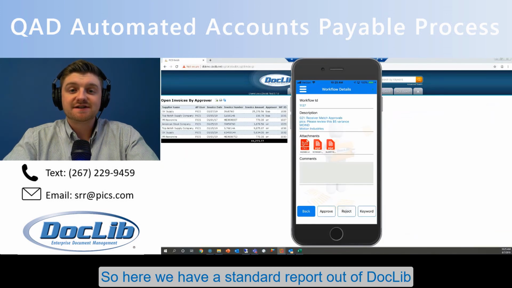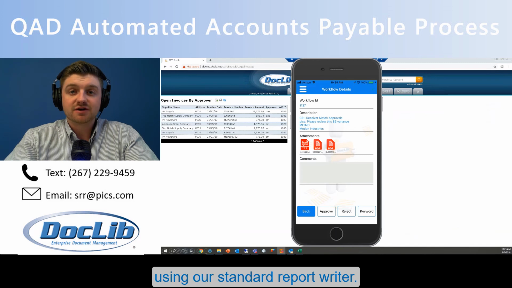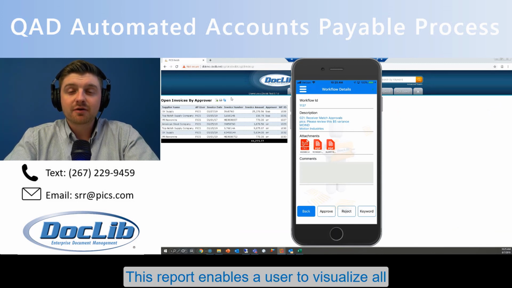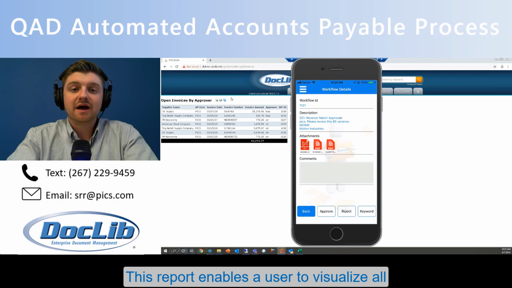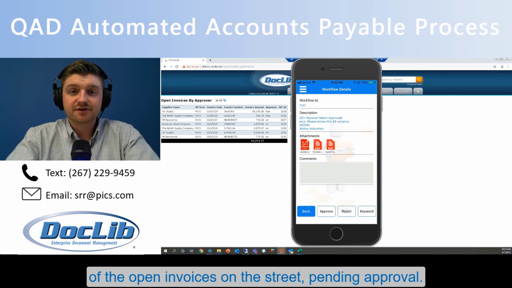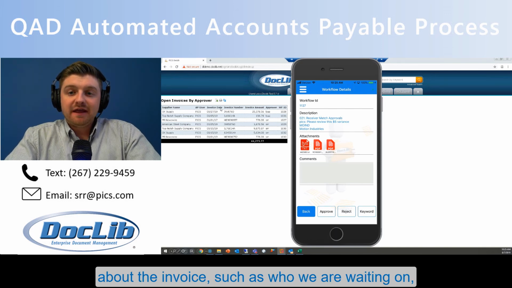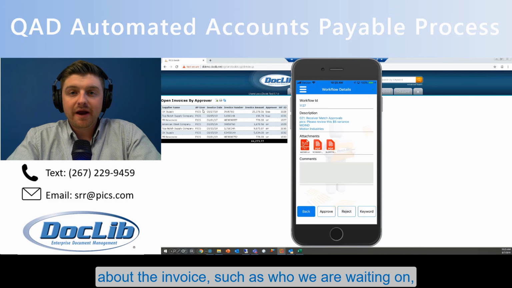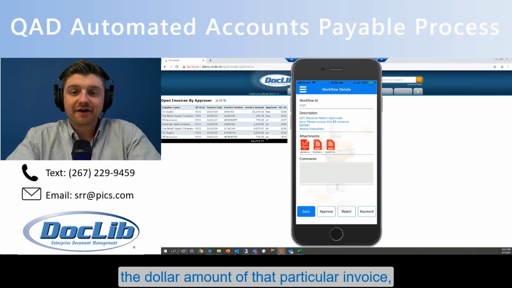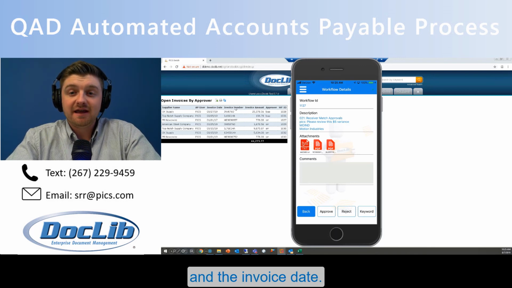So here we have a standard report out of DocLib using our standard report writer. This report enables a user to visualize all of the open invoices on the street pending approval. As you can see, the report has all the important information about the invoice, such as who we are waiting on, the dollar amount of that particular invoice, and the invoice date.